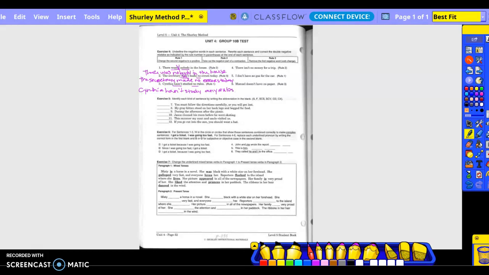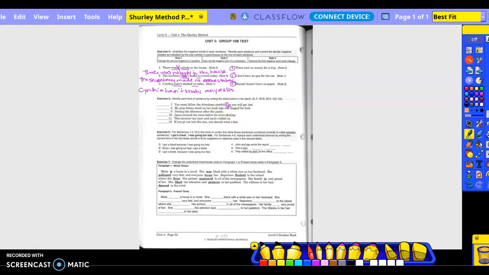Okay, you guys are going to do 4, 5, and 6 for homework. Identify each kind of sentence by writing the abbreviation in the blank. So is it a sentence, a fragment, a sentence with a compound subject, a sentence with a compound verb, a compound sentence, or a complex sentence? You must follow the directions carefully, or you will get lost. So we have the comma, right? What, and then or. So what is that?